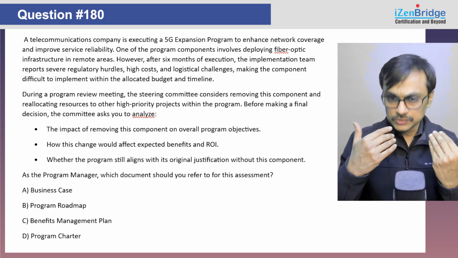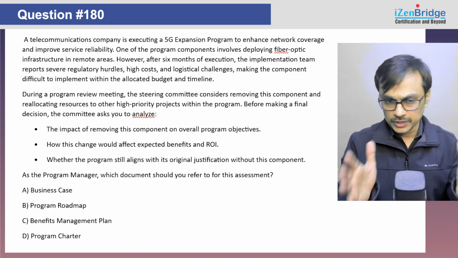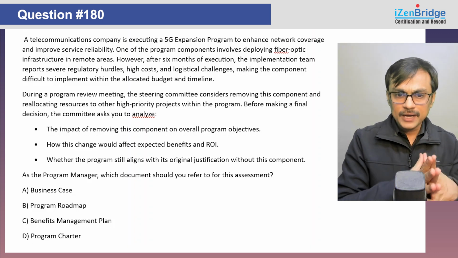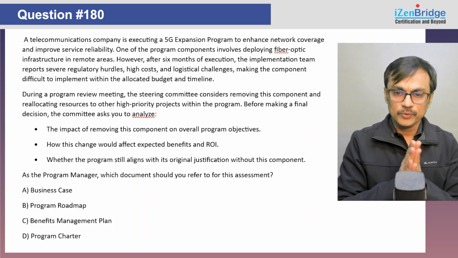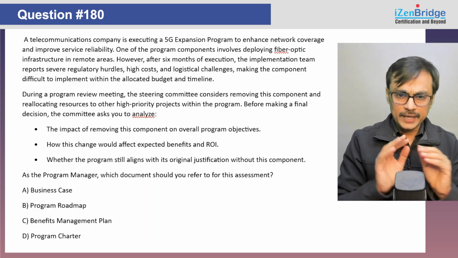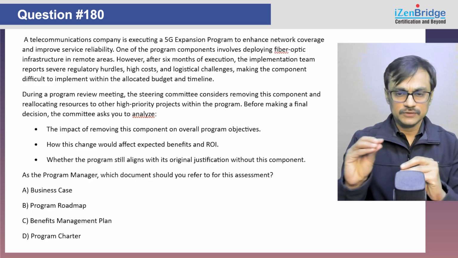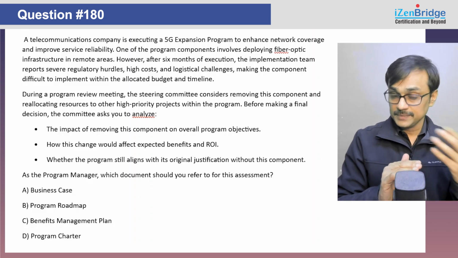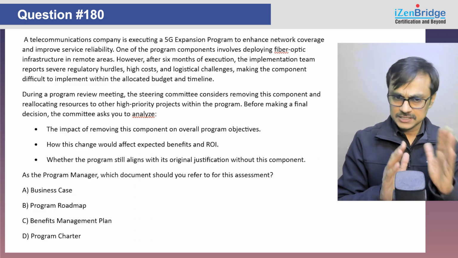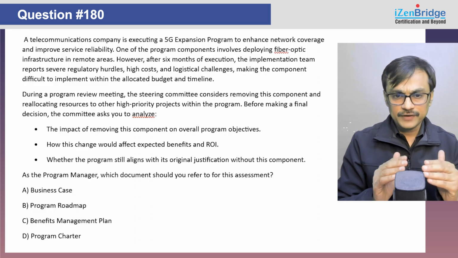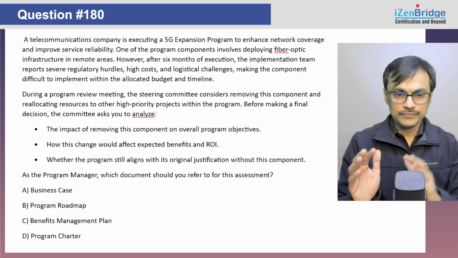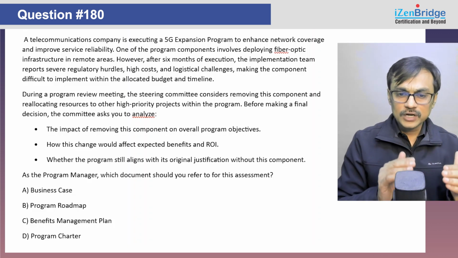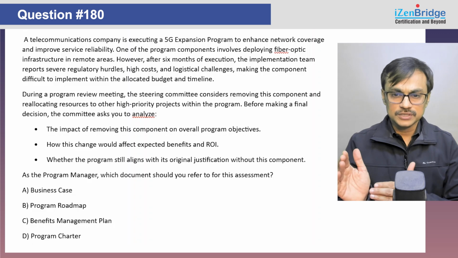Now I need to go to the question again to understand what they are looking for. The steering committee asks you to analyze the impact of removing this component on overall program objective. So I can find out the overall objective impact with the help of the business case as well. I can identify to some extent dependency using the program roadmap as well. It's possible. How this change would affect expected benefits and ROI. The roadmap is not useful here for this question's answer. Whether the program still aligns with original justification without this component.